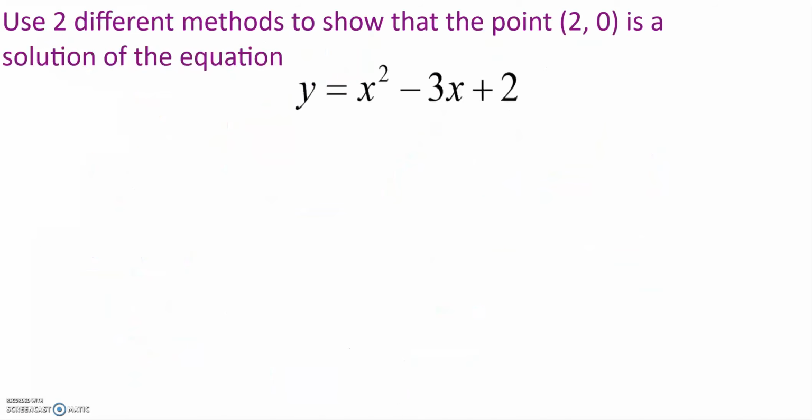Moving on to our example. Use two different methods to show that the point (2, 0) is a solution of the equation. I can think of probably four or five ways you could show that this point works. What I'd like you to do is brainstorm for a minute. Try to write one or two methods that you think you could use to prove that (2, 0) is a solution of this equation. And notice it is quadratic. Please pause the video now, write down some work, and I will do the same, and I'll show you my options when you get back.